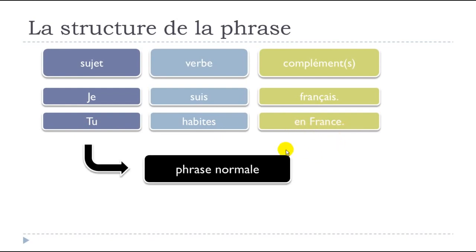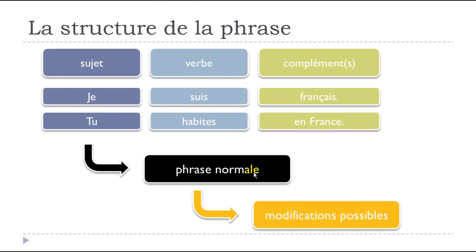Alright, so this is what we call a normal sentence, une phrase normale. Okay, but then of course, as usual in French, and this is something that you will discover with all these videos that I will make, we've got some exceptions possible, and you can modify the sentences in some cases. Okay, but then this is the basic.